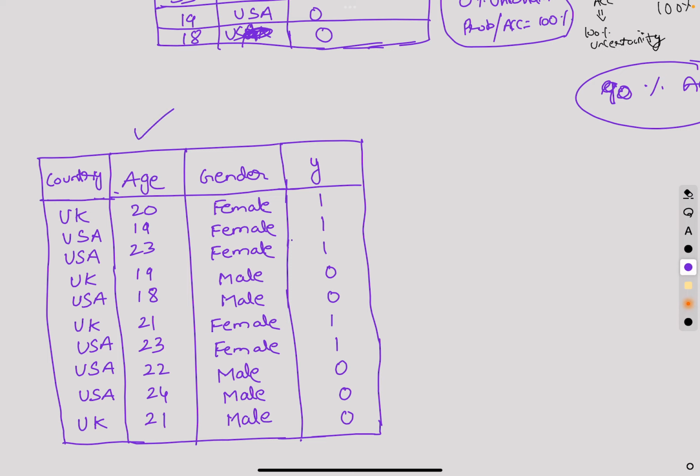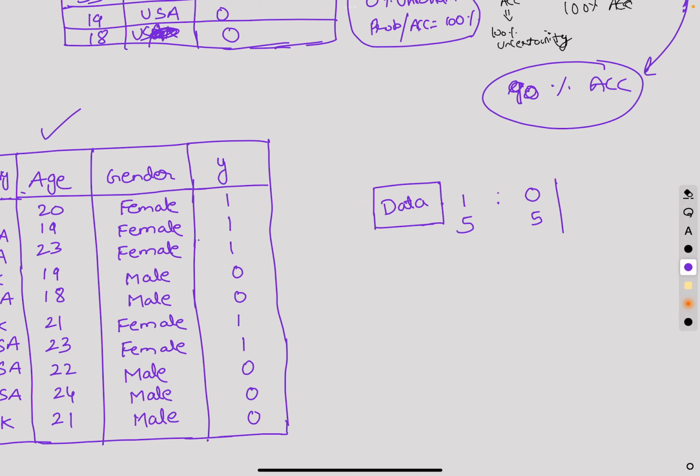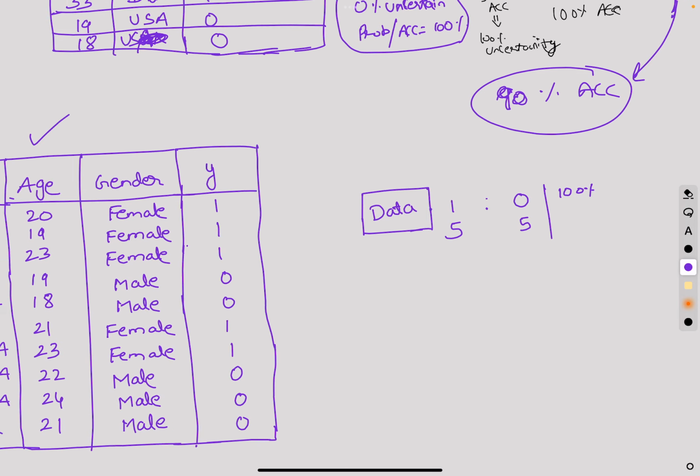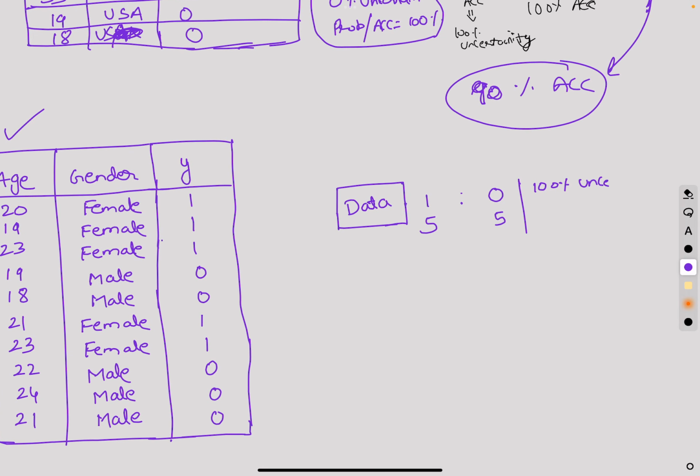So let us say I have these features: country, age, gender, and finally the target variable, y variable. So initially when I look at the entire data set, can you tell me how many records belong to class 0 and class 1? It is exactly 5 records belong to class 1 and 5 records belong to class 0. So thereby I can write 100% uncertainty, 50% accuracy is what I have.